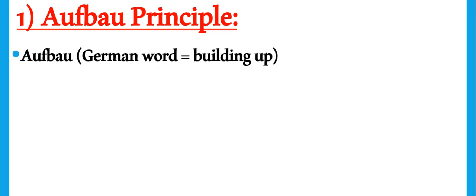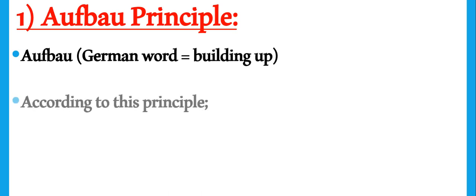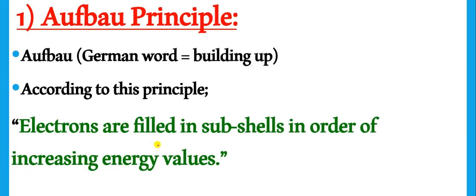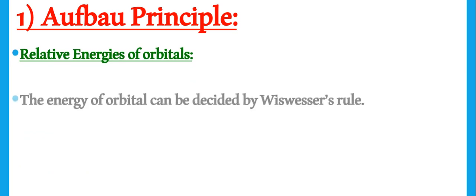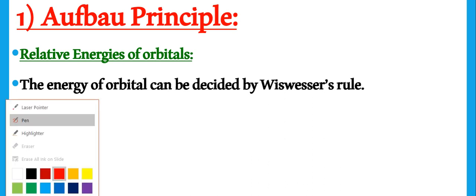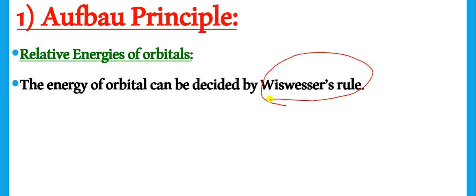Number 1 is the Aufbau principle. Aufbau is a German word that means building up. According to this principle, electrons are filled in subshells in order of increasing energy values. Okay students, it means the relative energies of each orbital should be known, and how we will decide which orbital is of higher energy and which is of lower energy will be decided by Wiswesser's rule.